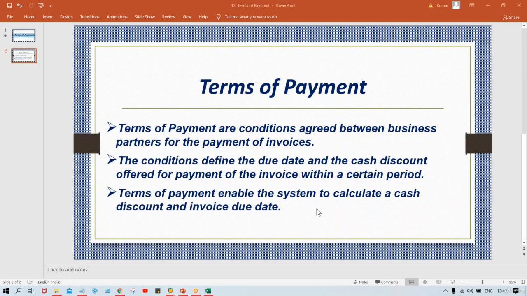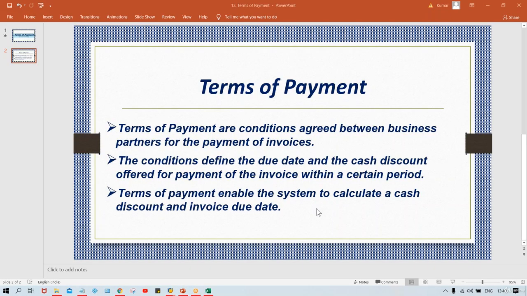And terms of payment is generally a client level setting, guys. Why? Because it is not assigned to any company code. It means when we set up the terms of payment, it can be used by all company codes. Okay. So in the next session, I'm going to explain how to set up terms of payment. The configuration part is quite easy, with very simple configuration steps.